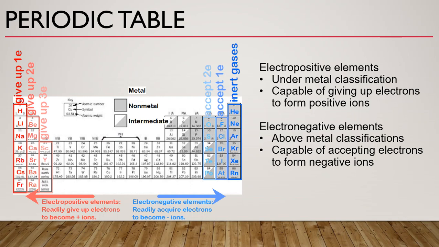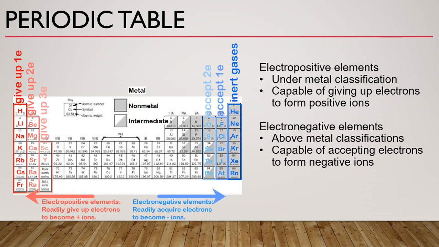Kapag ikaw naman ay nag-accept ng electron, meaning mas mataas na yung number of electrons mo kaysa sa number of protons mo. Kaya ka naging negative ion. Kaya lahat ng nasa metal classification, sila ay capable na mag-give up ng electrons, kaya they are positive ions. And lahat naman above metal classification are capable of accepting electrons. Dahil nag-accept sila ng electrons, they form negative ions.